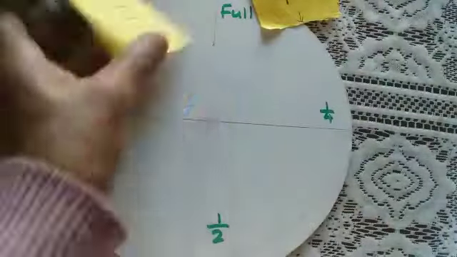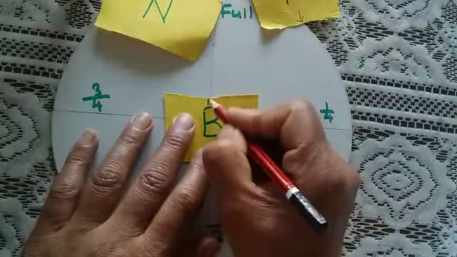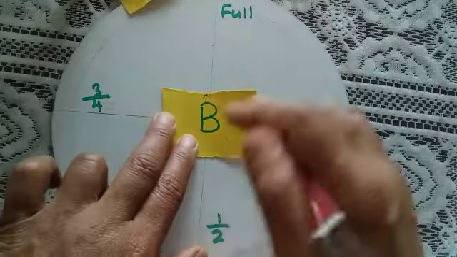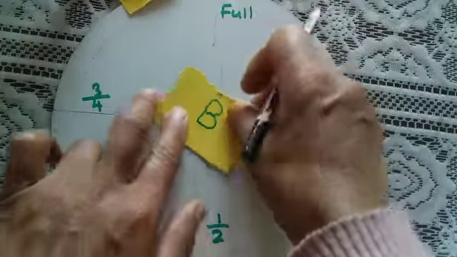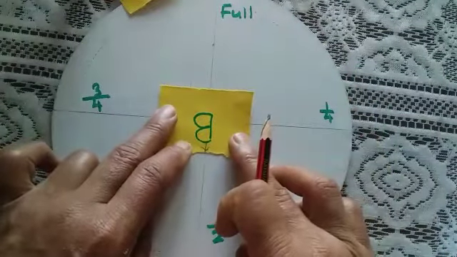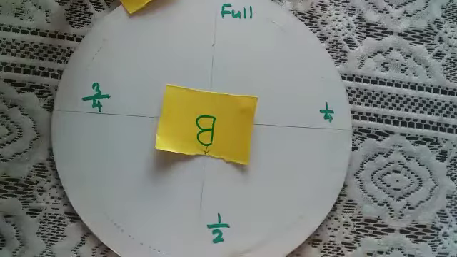Now take the letter B. Put an arrow here. See the position. Now bring this arrow upside down. Half turn means upside down. Quarter turn means to the right. See, B, is it the same? No, B doesn't look the same. So put a wrong for B.